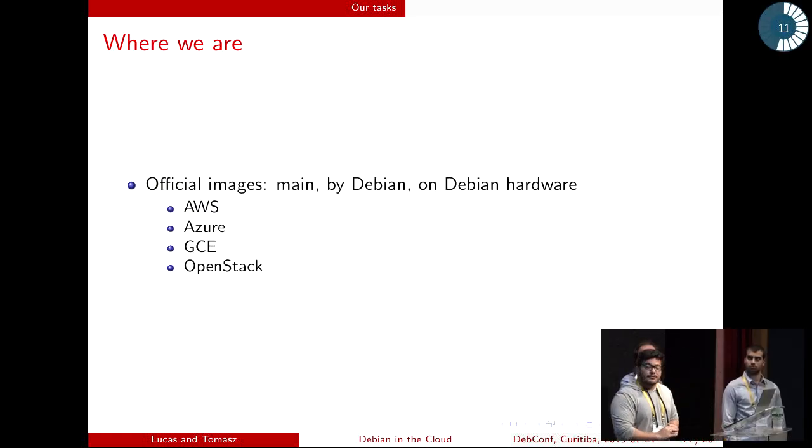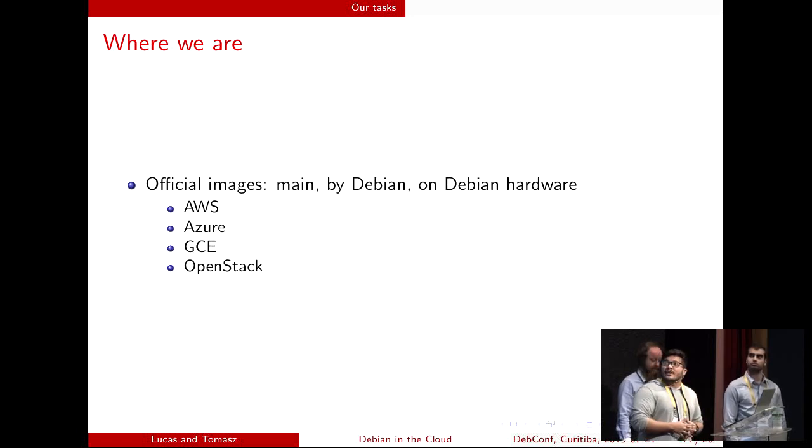And those official images, so those are Debian stable images, they are built by Debian people on Debian hardware, and they are available in AWS, Azure, Google Compute Engine, and OpenStack. So that's where we are right now.